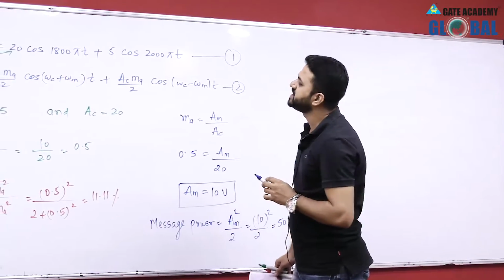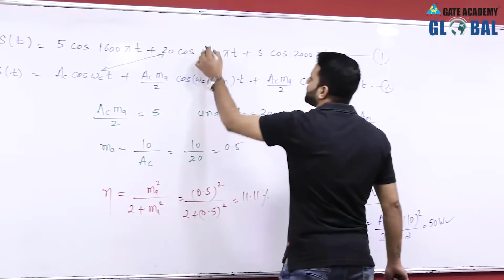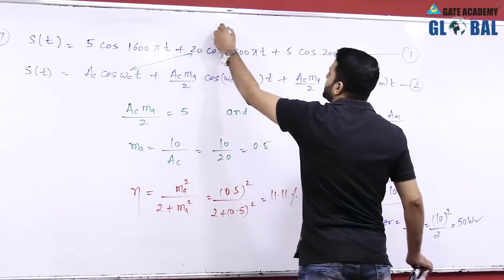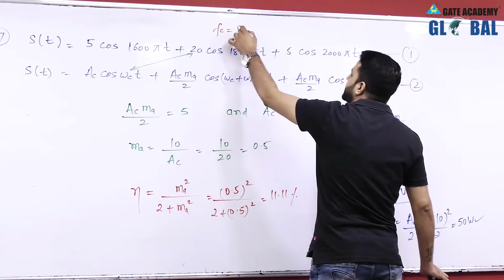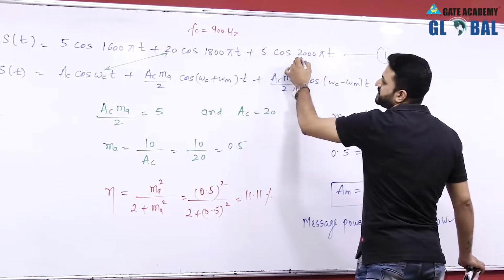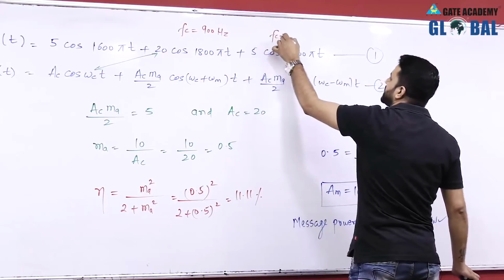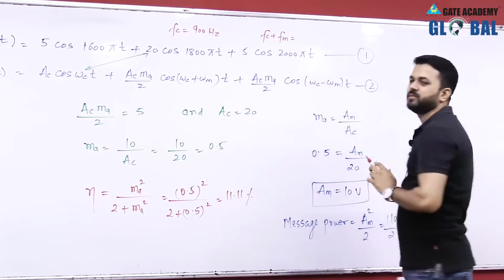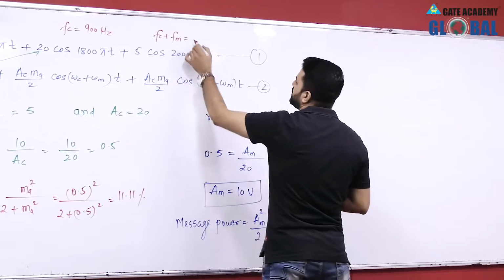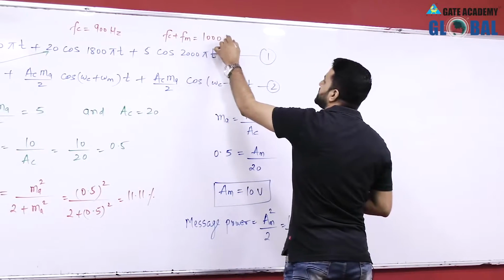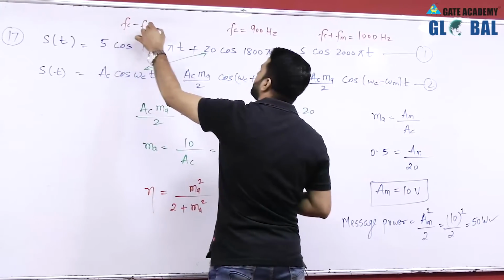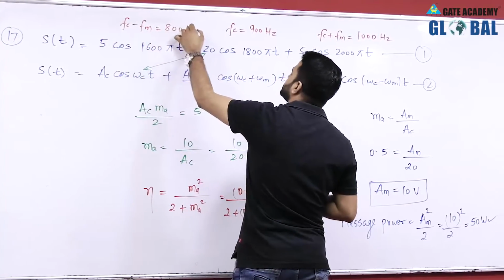And if we have to find the carrier frequency, we can compute it from this, because on comparing this we get the carrier frequency, which is 900 hertz, and this is the carrier frequency. So this is FC plus FM, which is the upper sideband. So the upper sideband is FC plus FM, 1000 hertz, and FC minus FM is 800 hertz.